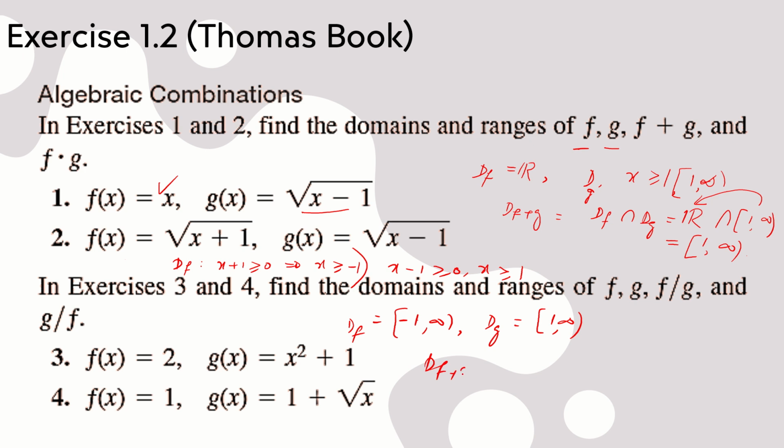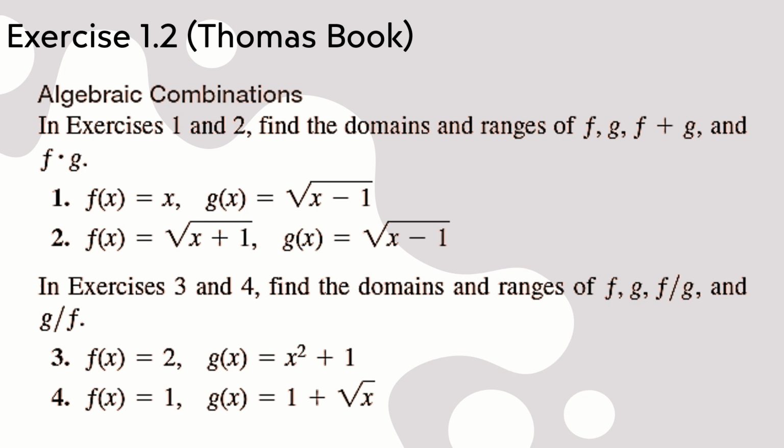Now the domain of f plus g, or f multiplied by g, in this case would become the domain of f intersection domain of g. So the domain of f is from minus 1 to infinity, whereas the domain of g is 1 to infinity. Now 1 to infinity is a subset of minus 1 to infinity. So the domain of this function will become 1 to infinity, and that holds for both f plus g and f multiplied by g as well.